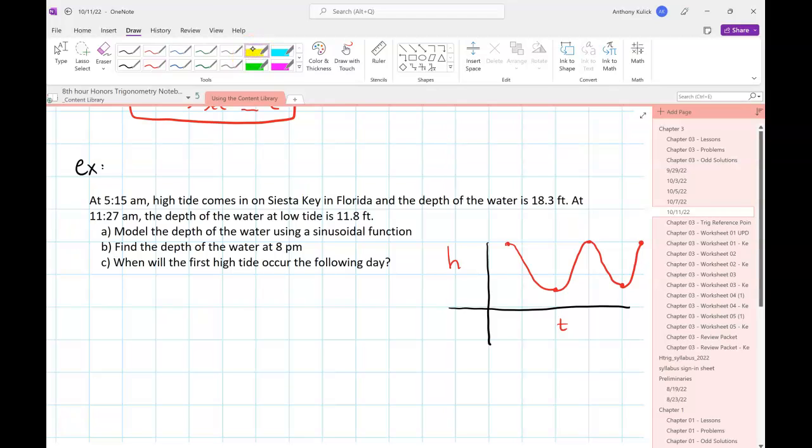All right. So when I read this question, you know what I hear? I hear max at the point 515, 18.3. And then I hear min at the point 1127, 11.8. To me, this reads exactly like one of the problems from the worksheet, 5, 4, 4, 3.